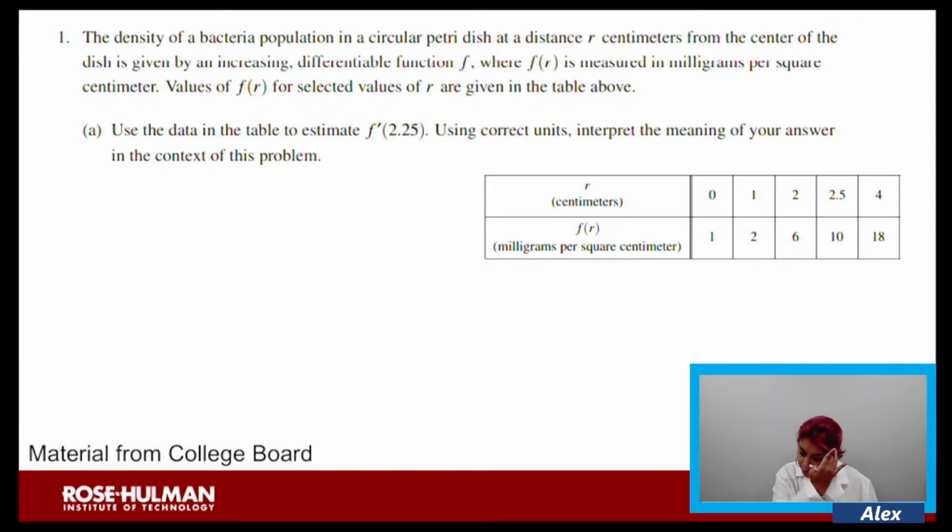So in order to do this question, you have to use the table to estimate what f'(2.25) will be. On our table right over here, we are given r in centimeters: 0, 1, 2, 2.5, and 4, and f(r) given in milligrams per square centimeter. We have to interpret the meaning of our answer. So we have to estimate what f' will be when r is 2.25, so between these two values.